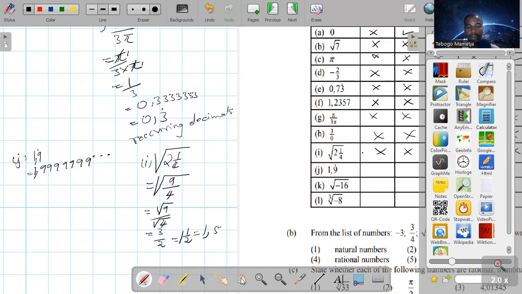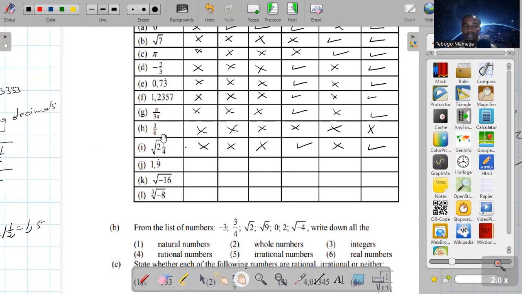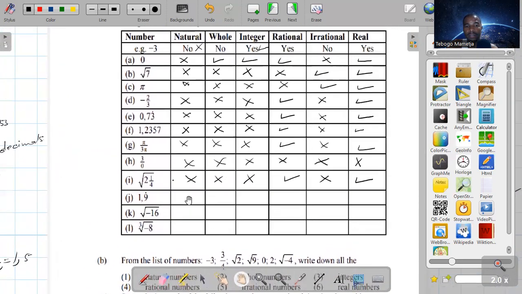So let's go back to our table to indicate. So is that number a natural? No. Is that number a whole number? No. Is that number an integer? No. Is that number a rational number? Yes. Recurring decimals are rational numbers, as well as terminating decimals are rational numbers. Is that irrational? It cannot be both. Is that a real number?